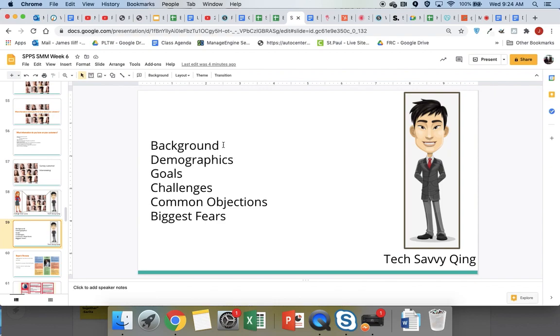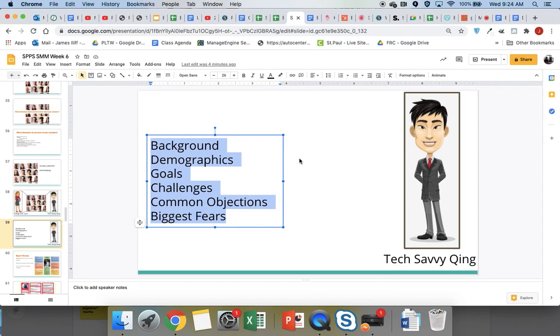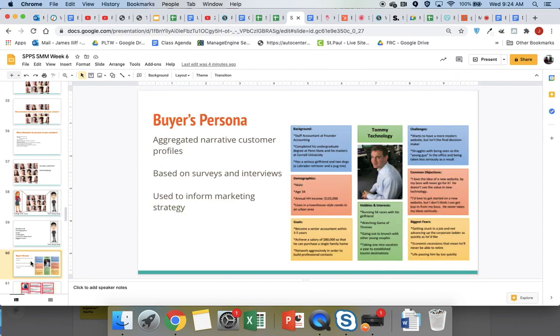And again, what we're getting is their background, their demographics, their goals, challenges, common objections, biggest fears. So that's what we're looking to get. Here's what it looks like in real life. So this is from a company.